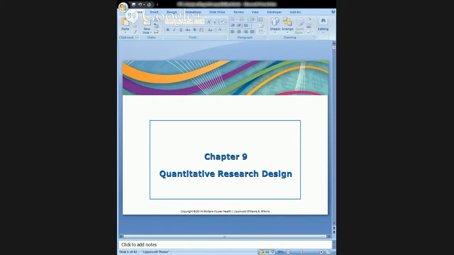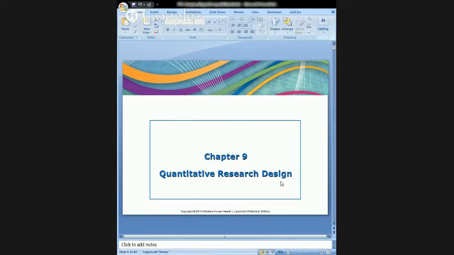Okay, today we're going to talk about quantitative research designs, and this information goes along with what you read in Chapter 9 in your group. This won't cover everything that's in Chapter 9, but it will give you a nice overview of some of the main points of the text and some of the items that are more difficult for students to understand.